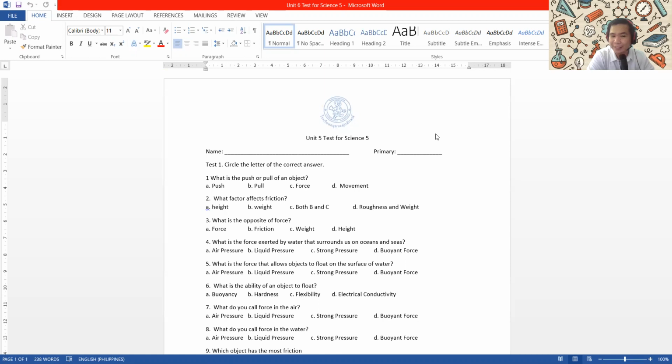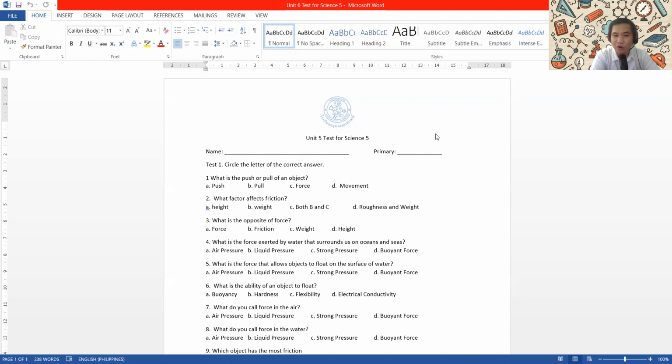What is the correct answer there? What is the push or pull of an object? Is it A, push? Is it B, pull? Is it C, force? Or D, movement? The answer is obviously letter C, force, because when you apply force to an object, it's a push force or a pull force. So the answer to number one is C, force.